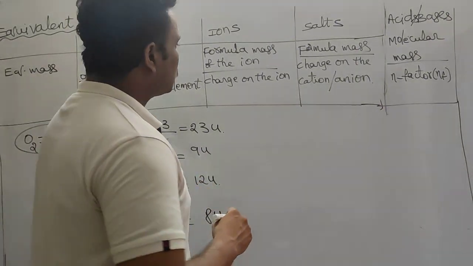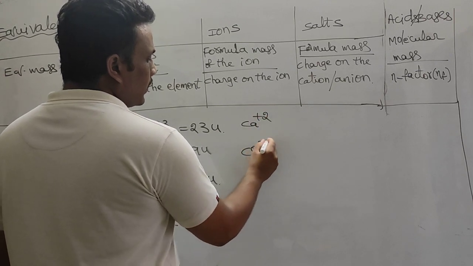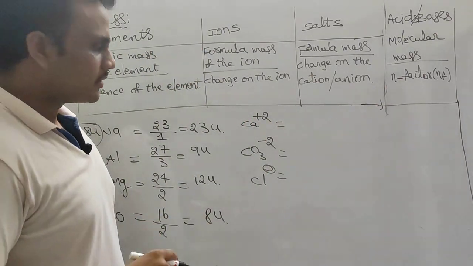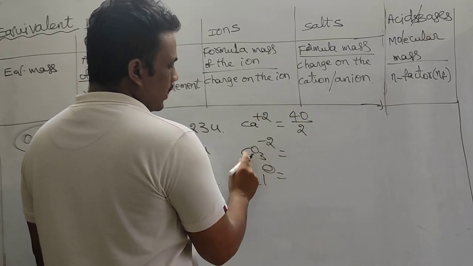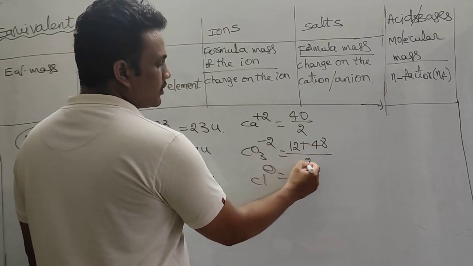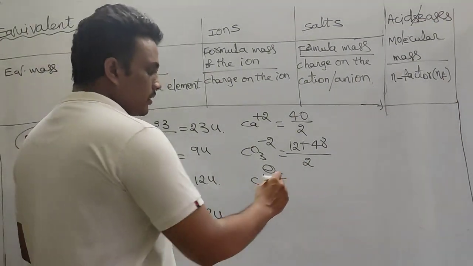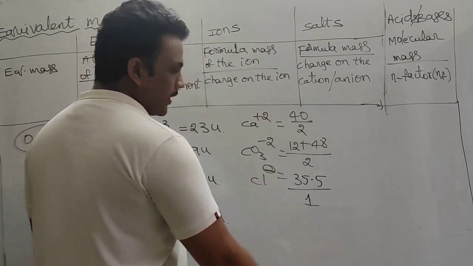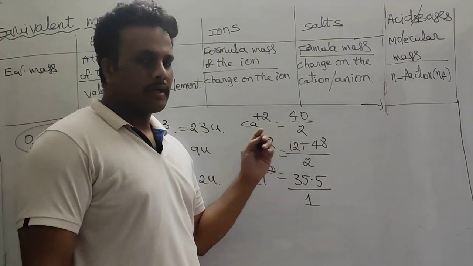When it comes to ions, like calcium plus 2, carbonate ion, or chloride ion, first you calculate the formula mass, that is easy. Calcium atomic mass is 40, upon the charge, which is 2. Carbonate is 12 plus 3 into 16, 48, upon charge minus 2. You take the units, because mass can never be negative. And Cl minus, the atomic mass is 35.5 upon the number of units of charge, that is 1. So you can simplify like this. For elements and ions you can calculate like this.